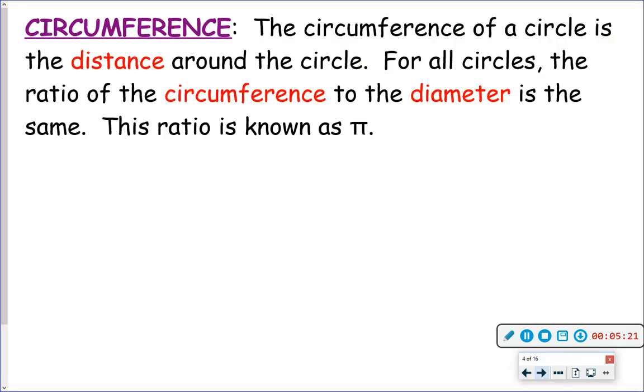Okay, so what is circumference, of course? The circumference of a circle is the distance. The words in red are what you have to fill in on your notes. The distance around the circle. For all circles, the ratio of the circumference to the diameter is the same. This ratio is known as pi. So let me give you a minute to fill in the words, and I'm going to just kind of explain that a little bit.